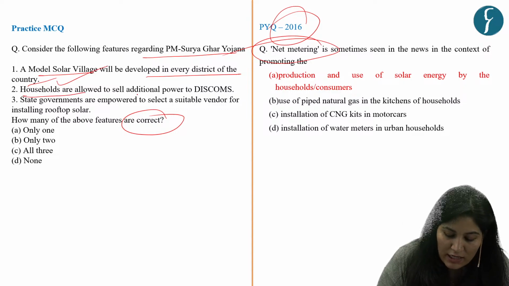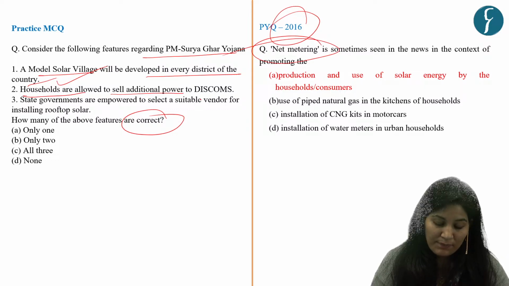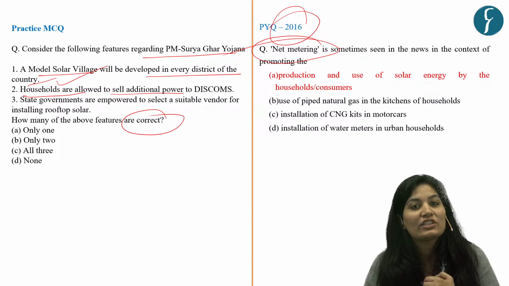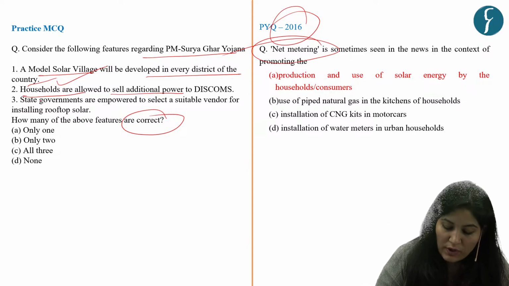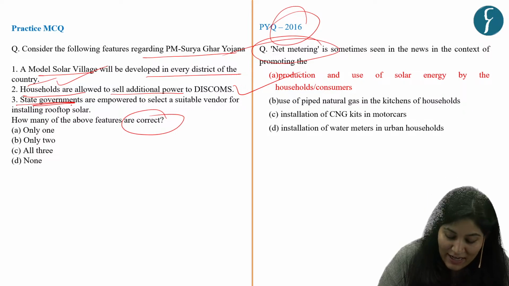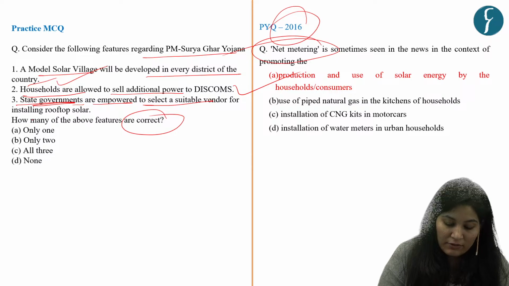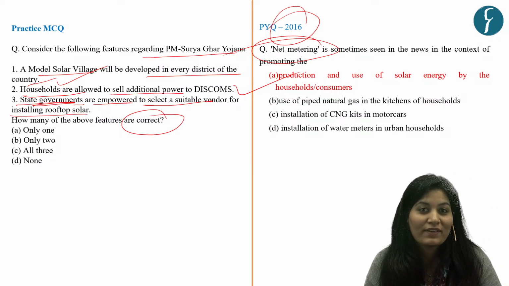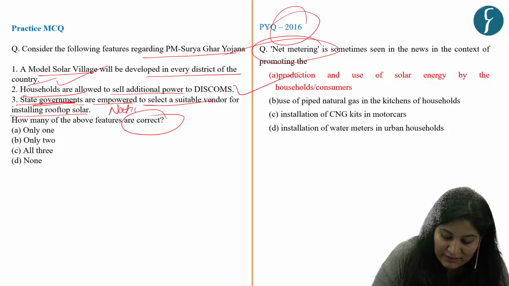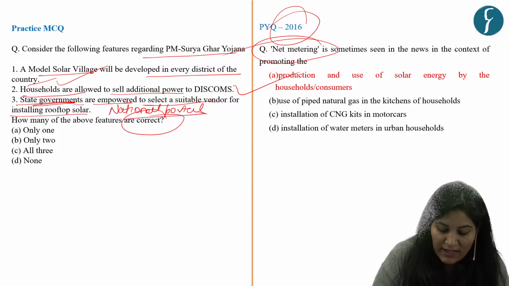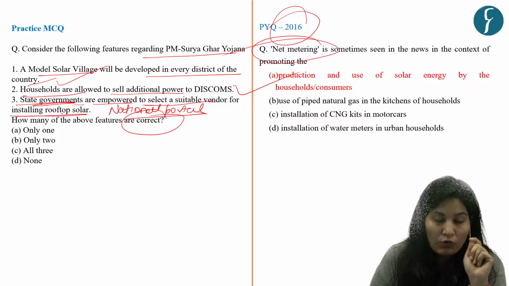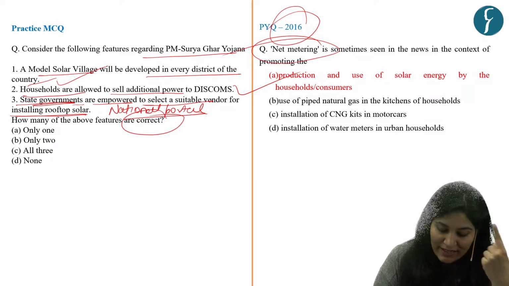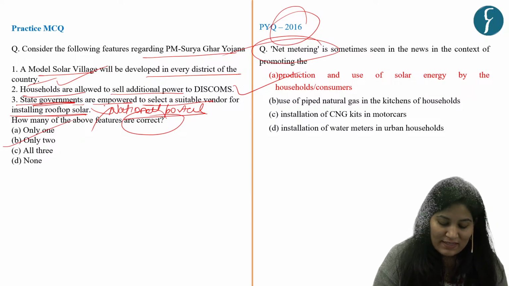Second statement: households are allowed to sell additional power to discoms. Yes, we have seen that households are allowed to earn additional income by selling additional power to discoms. Okay, so again this statement is correct. Third statement, read the statement carefully: state governments are empowered to select a suitable vendor for installing rooftop solar. But what we have seen is that we have a national portal, which is there to assist households to select a suitable vendor for installing rooftop solar. So this makes our third statement incorrect. Now you know the answer, only 2 statements, that is option B.